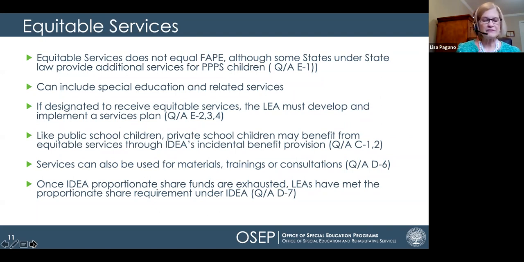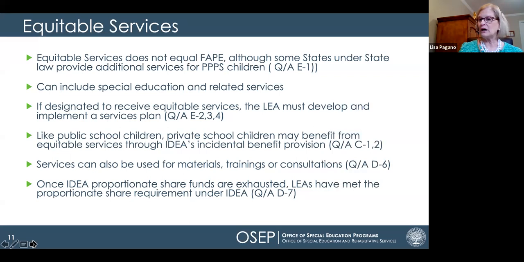You're probably very familiar with the content requirements for IEPs, right? We have a nice long list of what has to be in an IEP in order for it to be compliant with IDEA requirements. For a services plan, the content may be similar, but because these children are not entitled to FAPE and are not going to have all of the services necessary to meet all of the needs related to their disability, their services plan is going to include only the services that the LEA is going to provide.